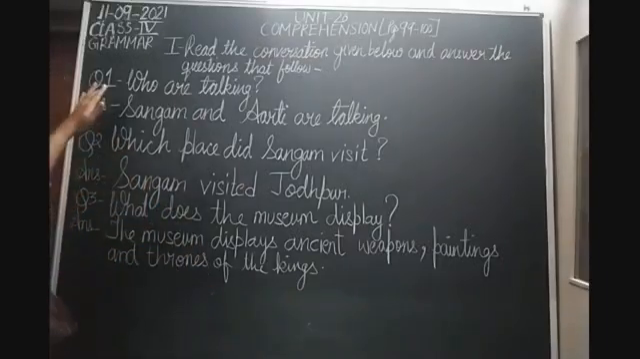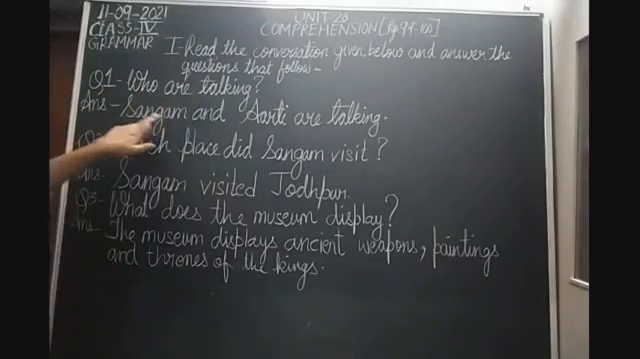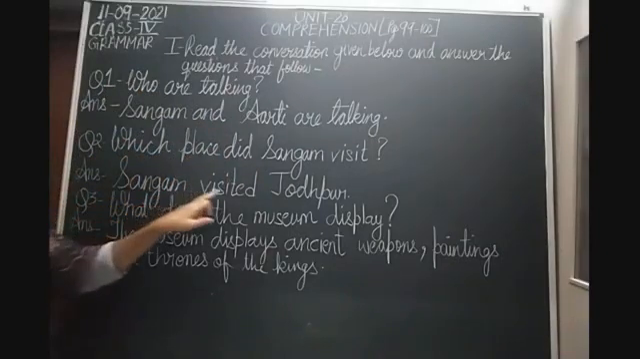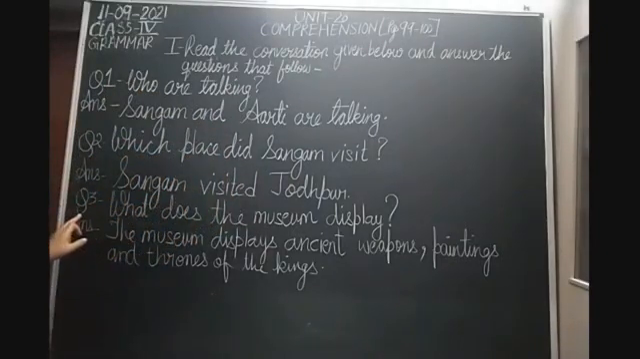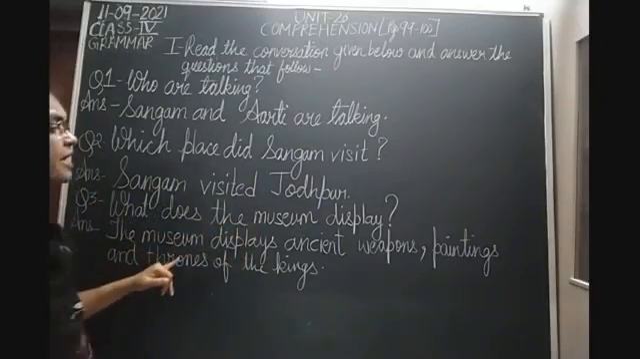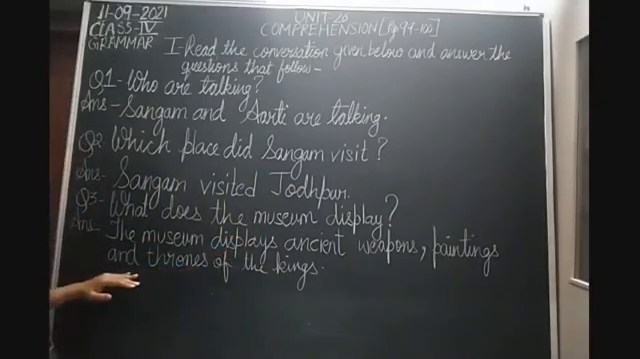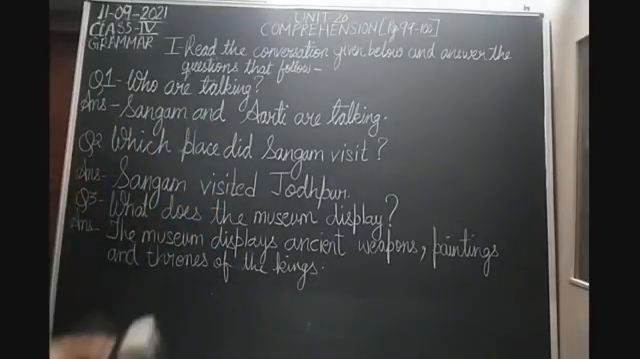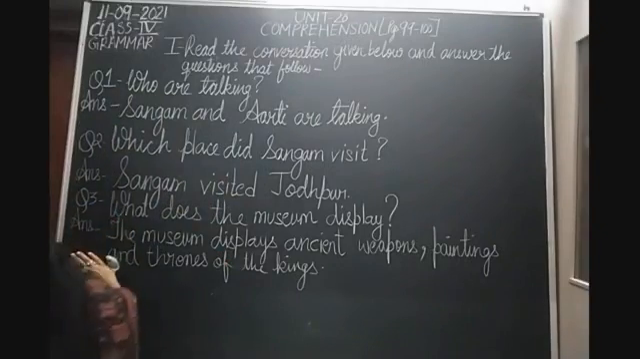So now I'm going to revise these 3 questions and I'm going to erase. Question 1. Who are talking? Answer is Sangam and Aarti are talking. Question 2. Which place did Sangam visit? Answer is Sangam visited Jodhpur. Question 3. What does the museum display? The answer is the museum displays ancient weapons, paintings, and thrones of king. I hope everyone has written. So now I'm going to erase and write the 4th question.